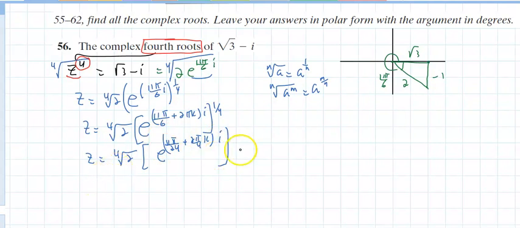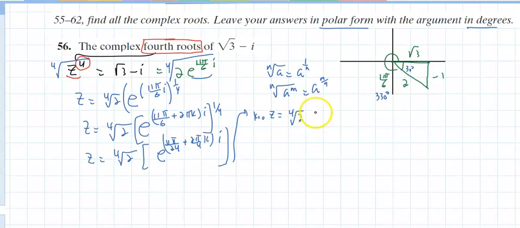And if I want the four solutions, for k equals 0, I'll get z equal the fourth root of 2. And it says leave the argument in polar form, which is good. Oh, and it says degrees. I'm sorry, I forgot about that. So this is pi over 6, that's 30 degrees. This is actually 330 degrees. So you could convert to degrees, that's not a problem. Or you could leave them in radians, it's not that big of a deal.